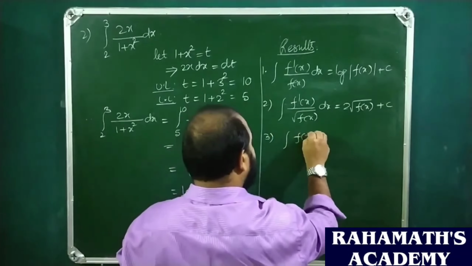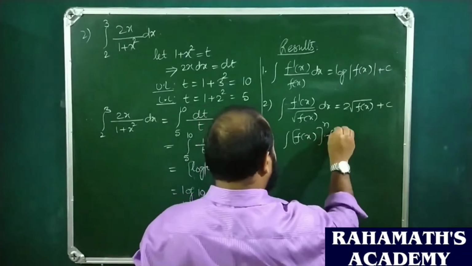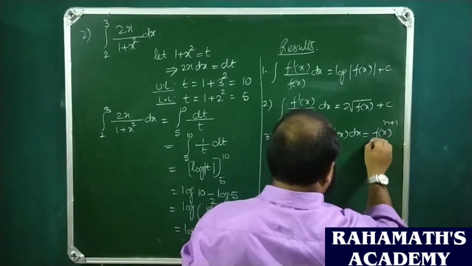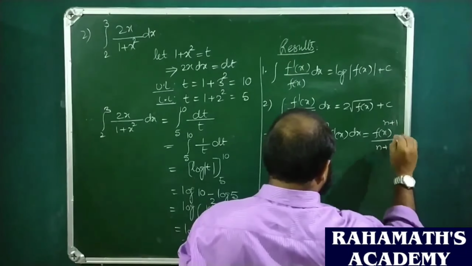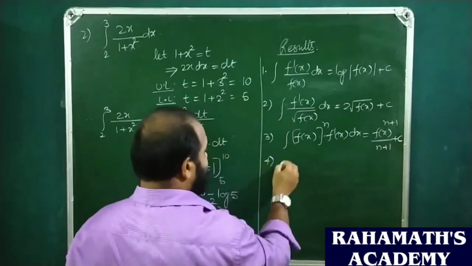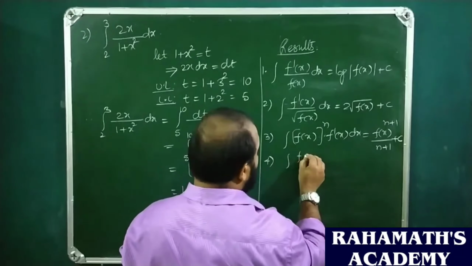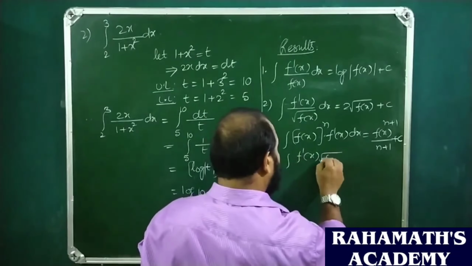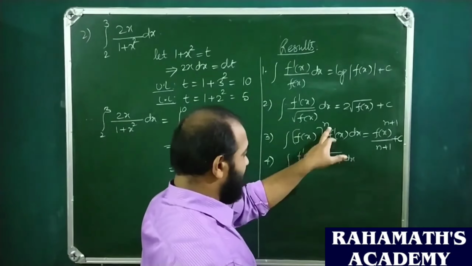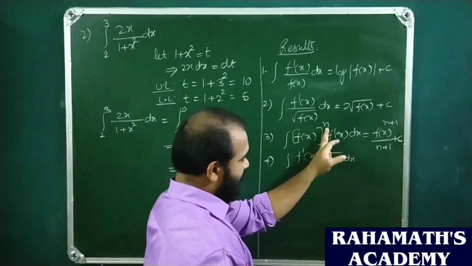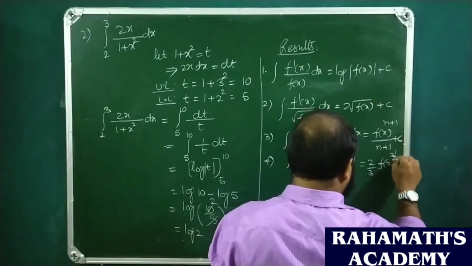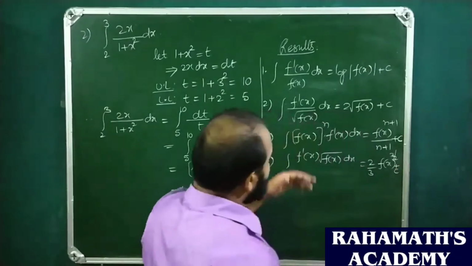Integral of f of x whole power n into f dash x dx is f of x whole power n plus 1 by n plus 1 plus c. Next, integral of f dash x into root f of x dx is nothing but the application of this. Whole power n is f of x whole power 1 by 2, in the place of n, 1 by 2. So this is 2 by 3 f of x whole power 3 by 2 plus c. So these are the results.